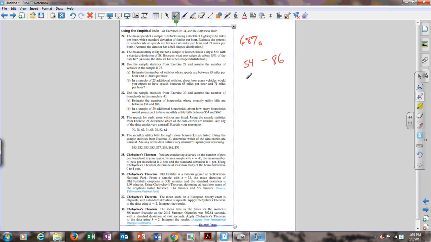Use the sample statistics from exercise 29 and assume the number of the vehicles in the sample is 75. Estimate the number of vehicles whose speeds are between 63 and 71. You just do 0.68 times 75.